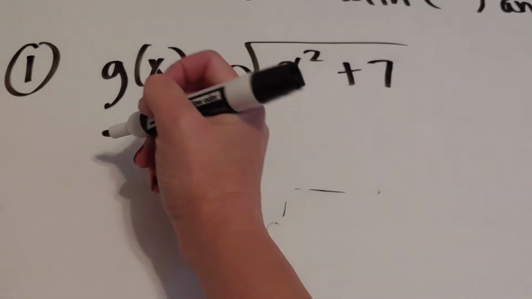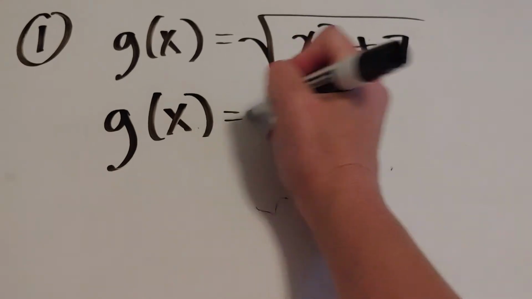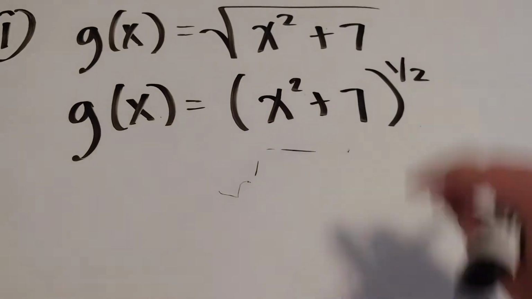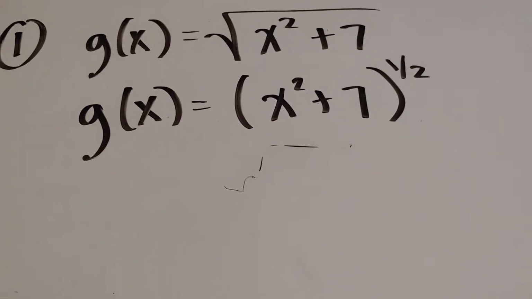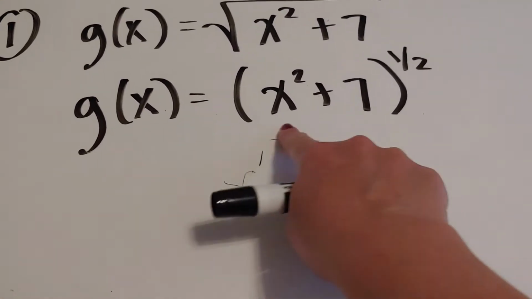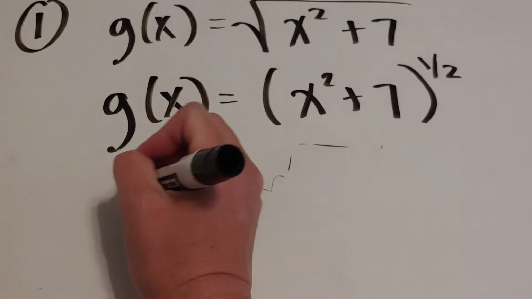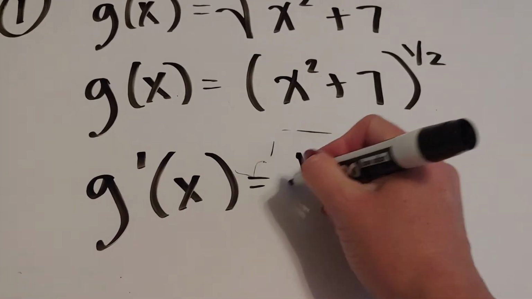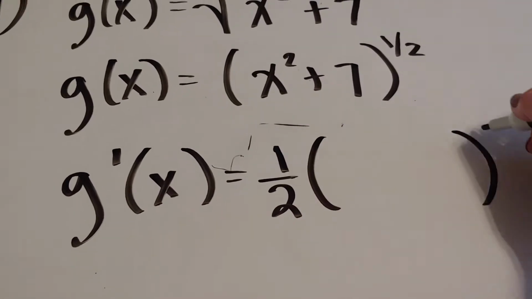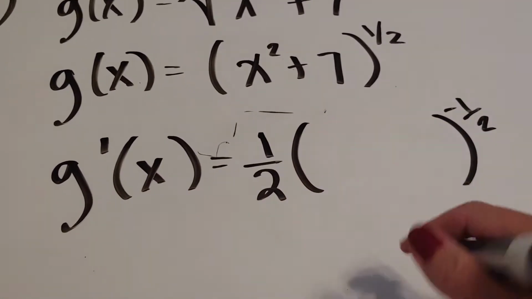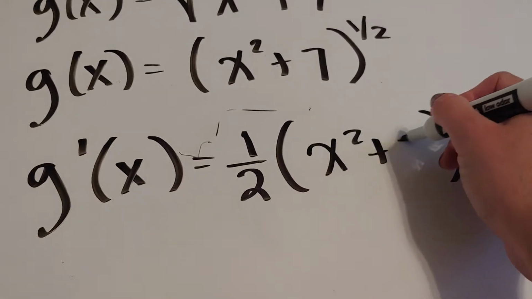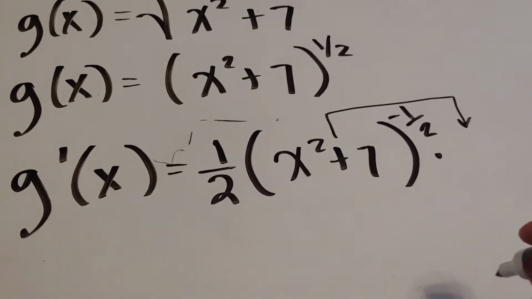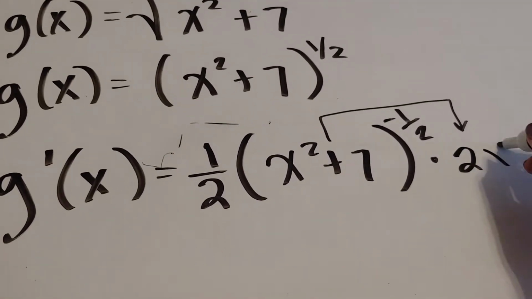Okay, so I want to find the derivative of this. So the first step we want to do before I even take a derivative is to write this as a power. Okay, now once I have it as a power, I have my inside and my outside. So let's go ahead and go for my derivative. So I'm going to take the derivative of the outside. So I'm going to bring that 1/2 down. The new exponent is -1/2. Leave the inside alone. And then I'm going to multiply it by the derivative of the inside. And the derivative of x squared, 2x.